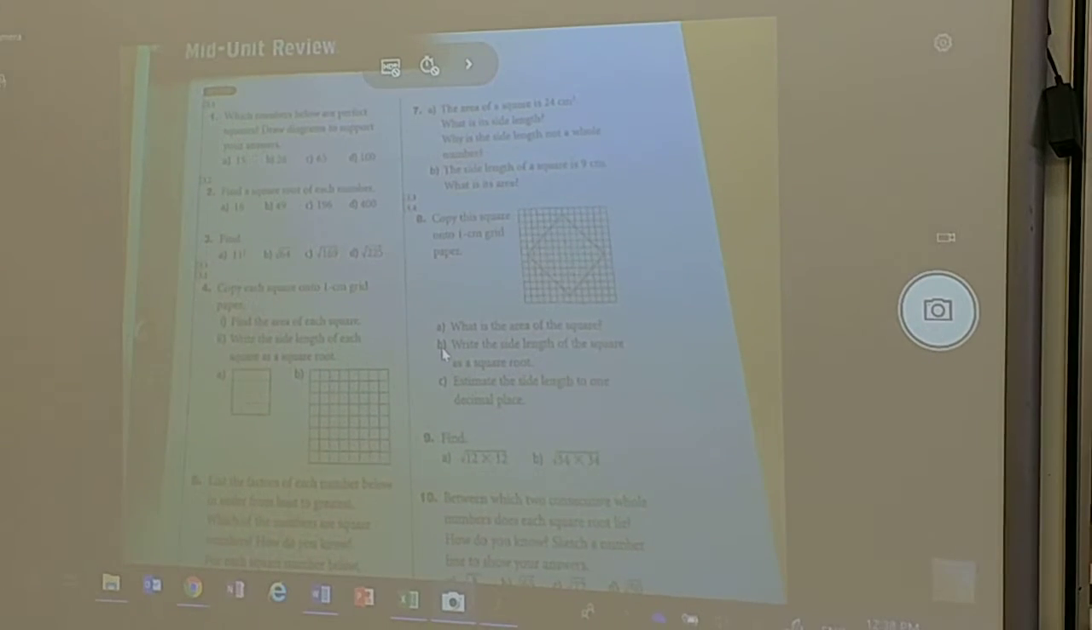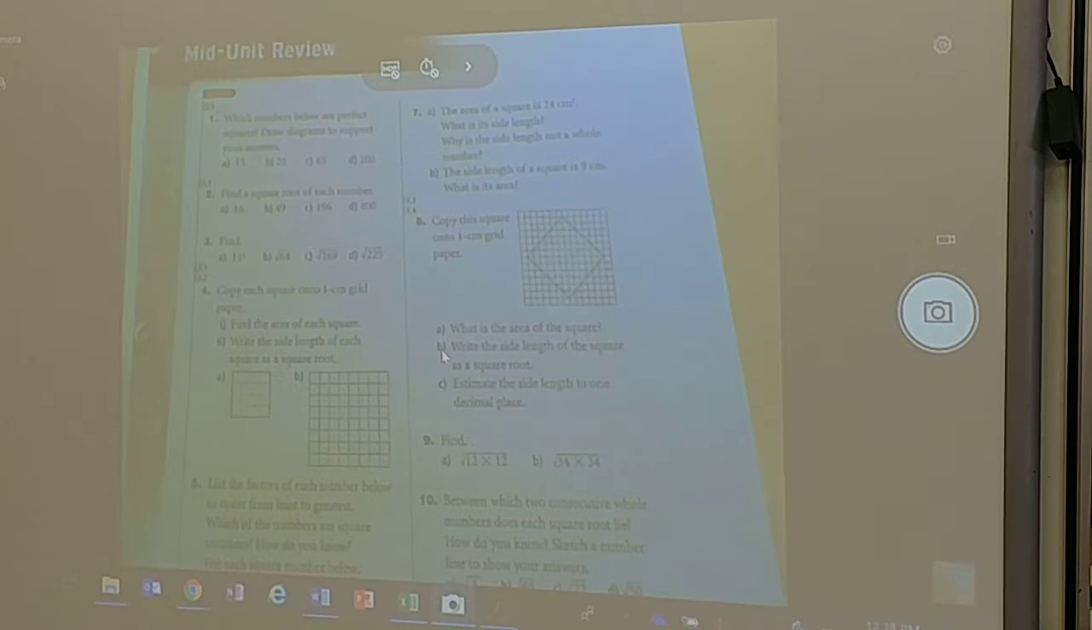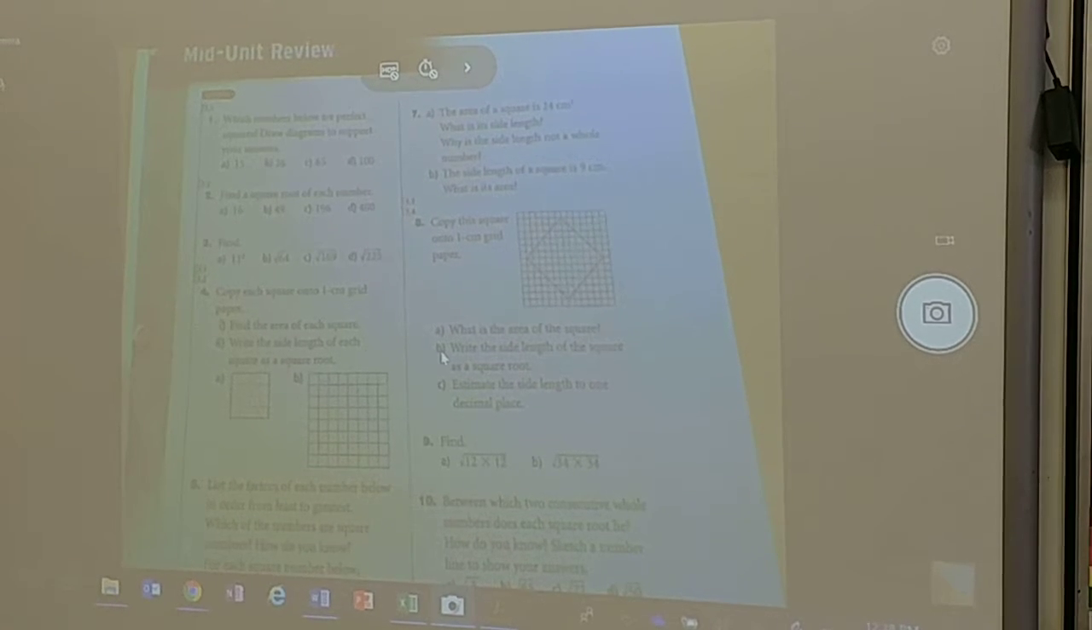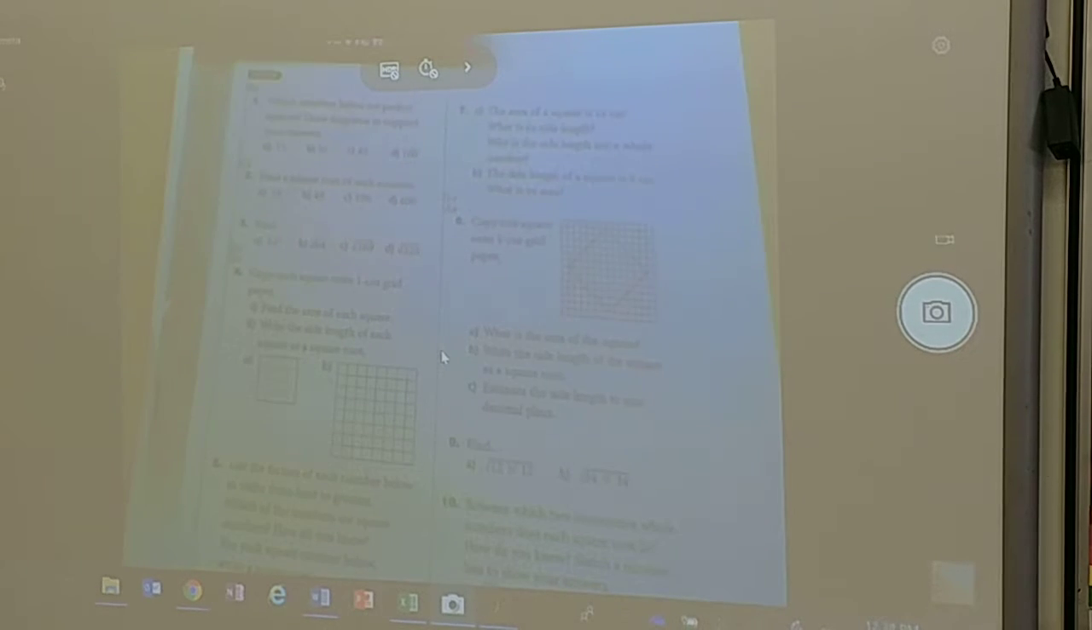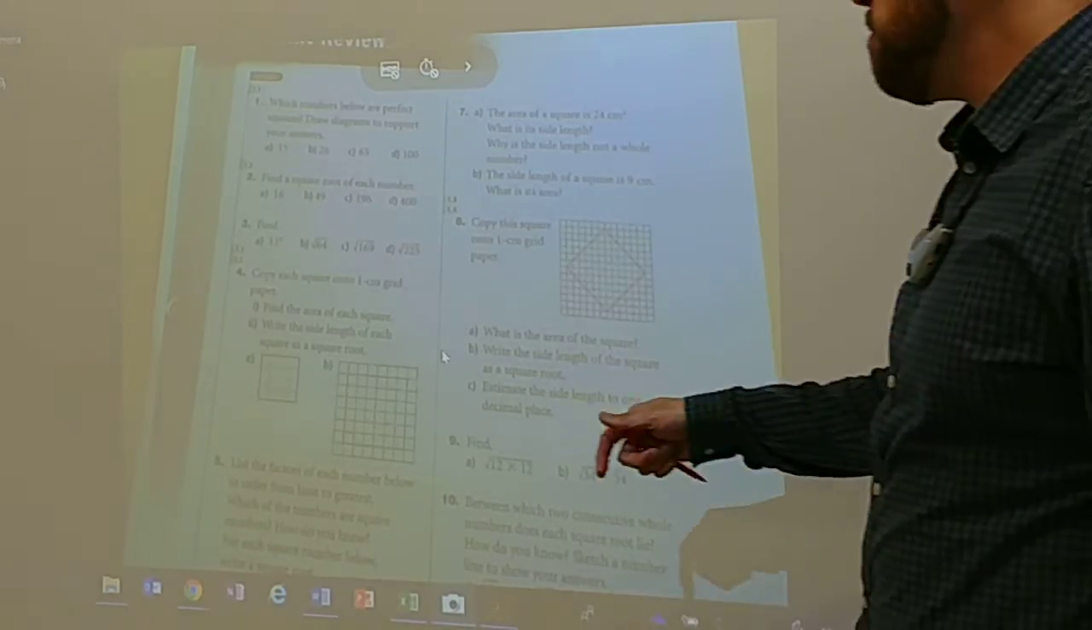Gentlemen, I just have the camera up on my desk and I'm just filming our screen. So if you flip to mid-unit review, we're looking for the one that has squares and square roots on it. So what we're going to do, we're just going to do these one at a time.